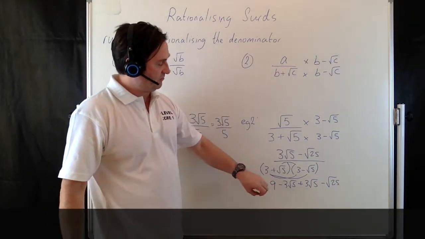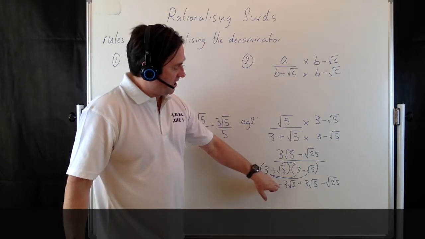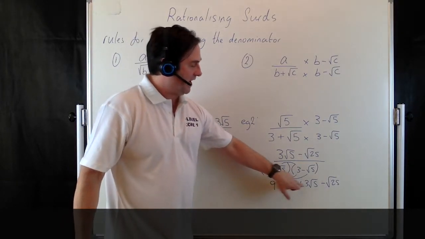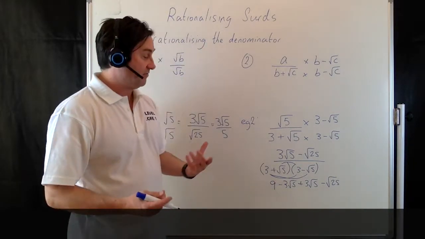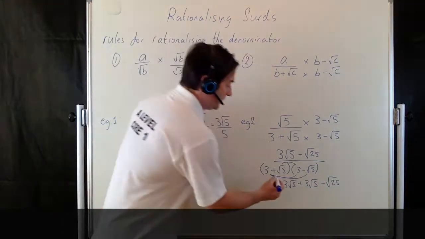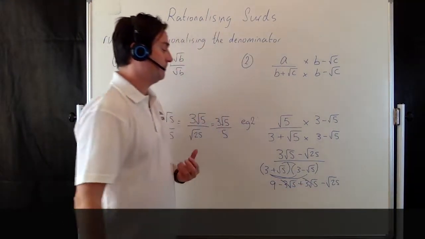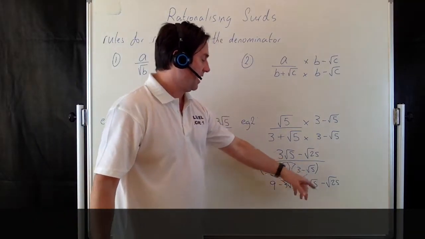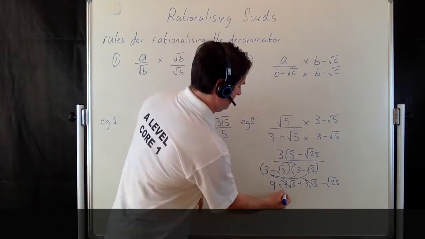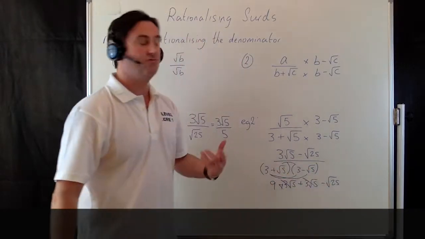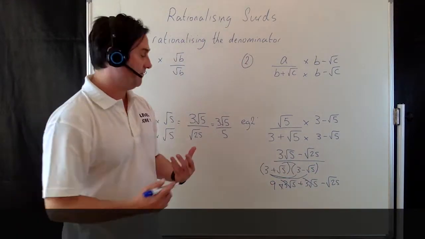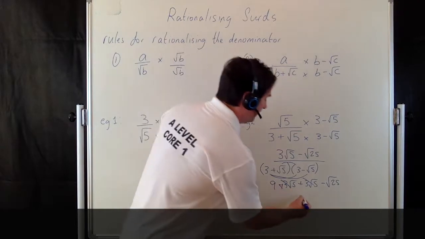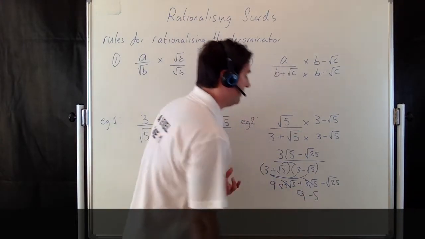Now from this, it should be pretty clear to see that if you've got a negative 3 root 5 and you're adding 3 root 5 to that, that cancels each other out. So they disappear. And all we're left with now is 9 take away root 25, which is 5. So on the bottom, we're left with 9 take away 5.